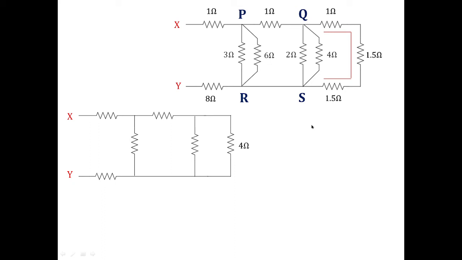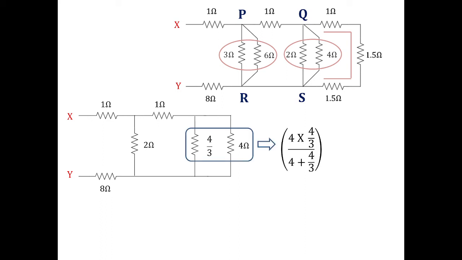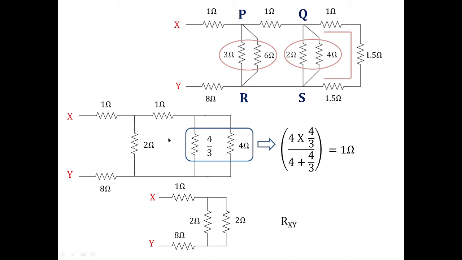So 1.5 and 1.5 will give you the value as 4 ohms. 2 in parallel to 4 will give you the value as 4 by 3 ohms. 3 parallel to 6 will give you the value as 2 ohms, and the rest of the parameters are arranged as it is. Now this new parallel combination of 4 parallel to 4 by 3 will give you the value as 1 ohm. That 1 is in series with this 1 ohm, and the entire combination is parallel with 2 ohms. So this is how the reduced network will be. You have 1 and 8 ohms as the original circuit, 2 and parallel to 2. So the RXY value will be 10 ohms.